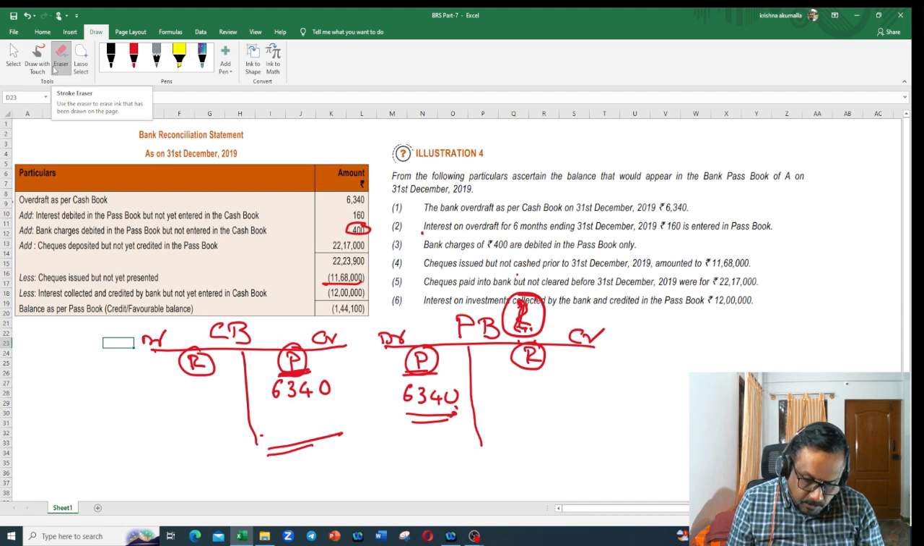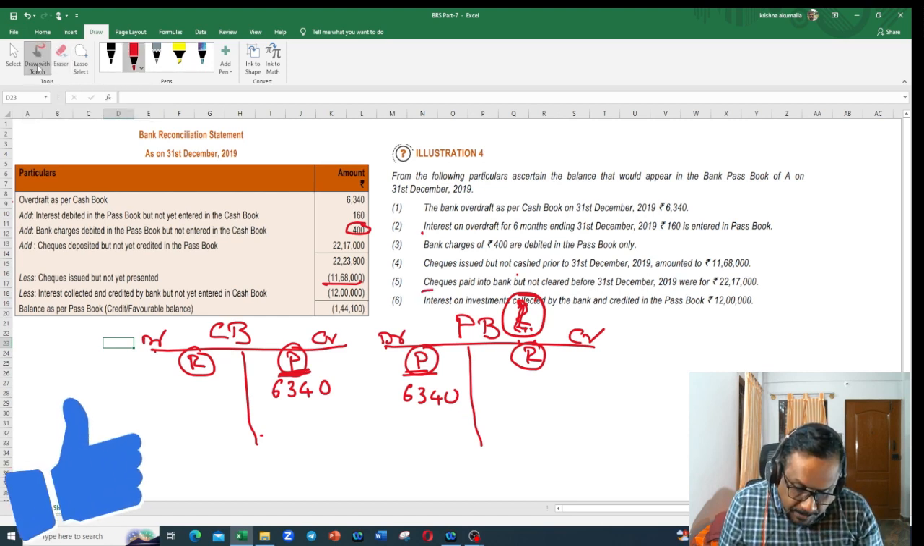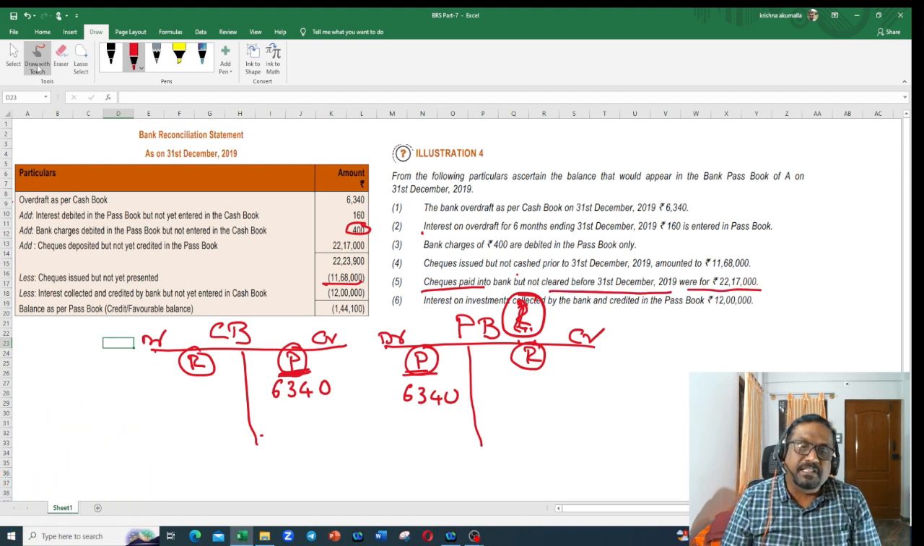Let us take out these points. Again, we are going back to the same old 6,340. Right. Now, next point. Checks paid into bank but not cleared before 31st December 2019 were 22 lakh 17,000. Checks paid into bank. That means what? Here it is not payment. Checks paid, deposited here. See, this English is very typical for you to understand.